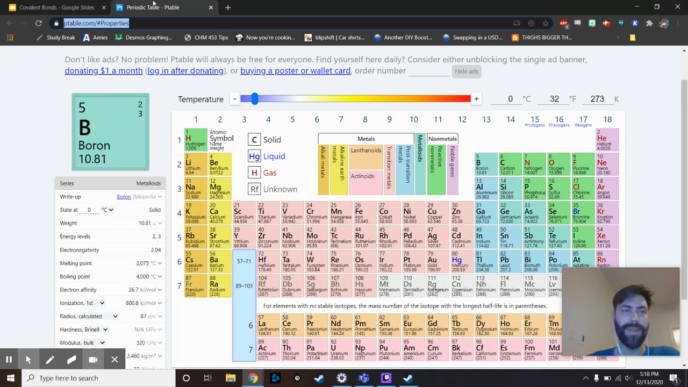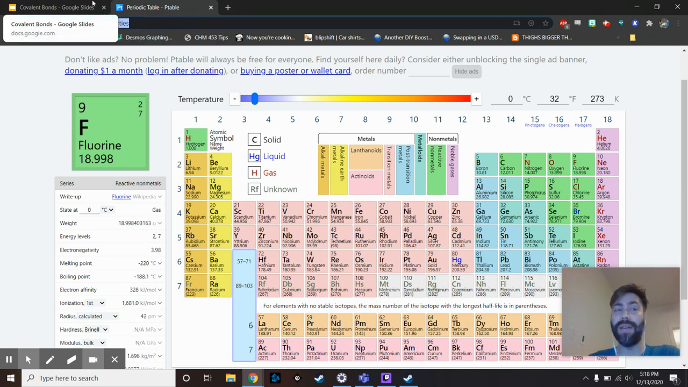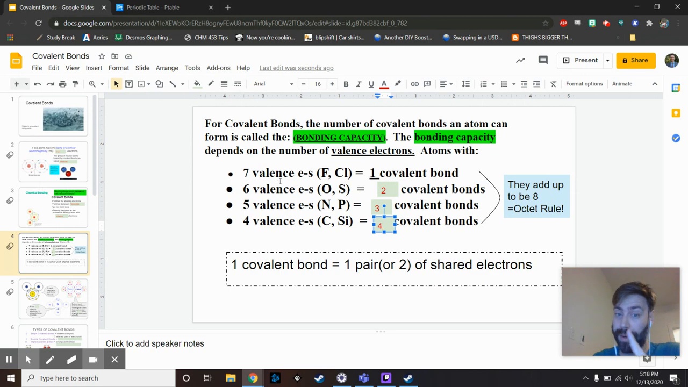What about carbon? I'm sorry, what about carbon or silicon? So carbon is in group 14 or group 4. All right, so it can make 4 covalent bonds with its 4 valence electrons. And same thing with the halogens, fluorine, chlorine, and bromine. They're in group 17 or 7, so they can make 1 covalent bond. Okay?